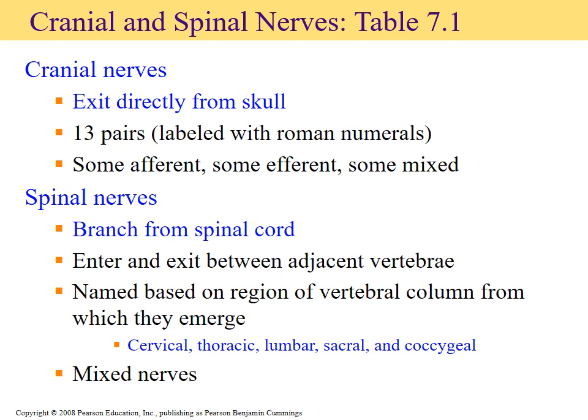And then the spinal nerves will be the ones that branch out from the spinal cord as they eject themselves from in between the vertebrae. And they are usually named based on the region that they exit from. So you'll have things like the cervical, which is around the neck, the thoracic region by the chest, and then as you move down the spine, you're going to have the lumbar, the sacral, and the coccygeal region. Many of these will be mixed nerves.